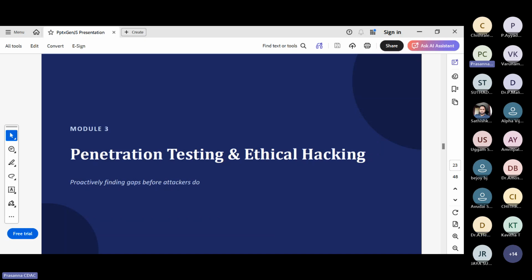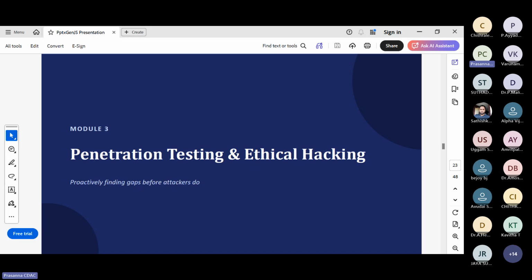PT, that is penetration testing and ethical hacking. Whatever I have said is an internal thing, but you can't use it for your own purposes. Don't expose it to others. Like this, we have many parameters which we are trying to do on the zero trust framework.